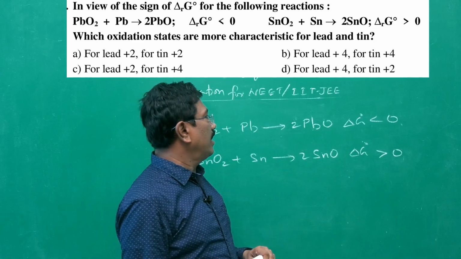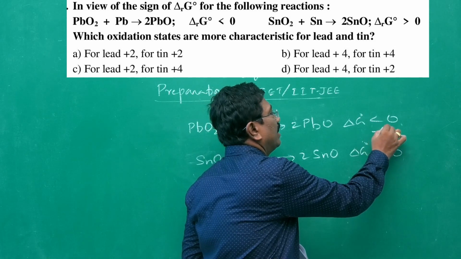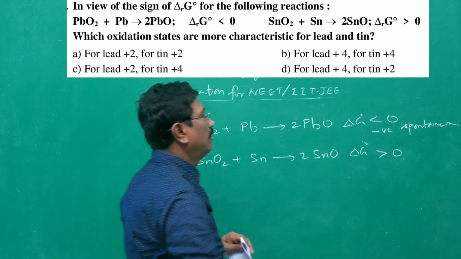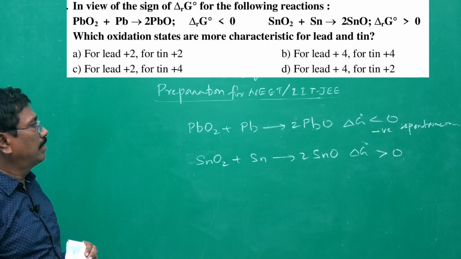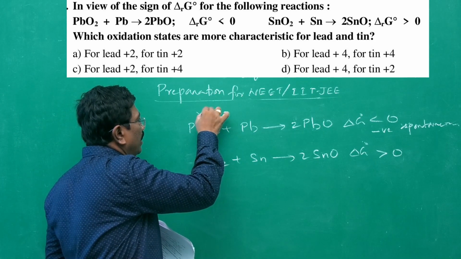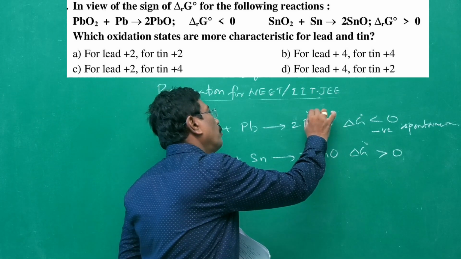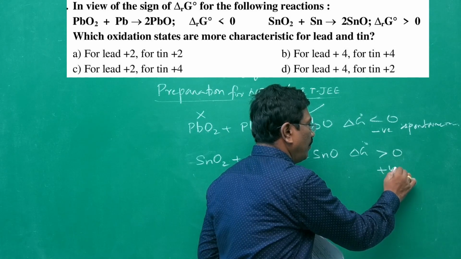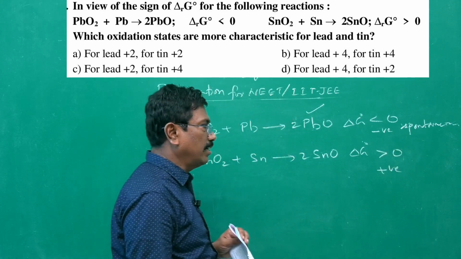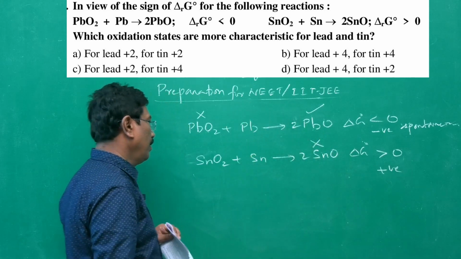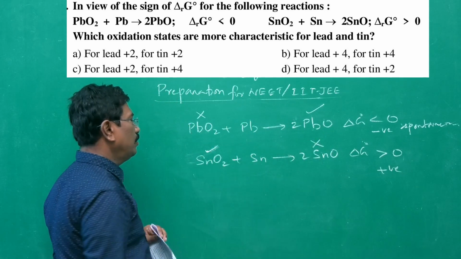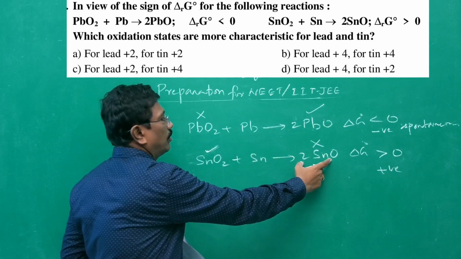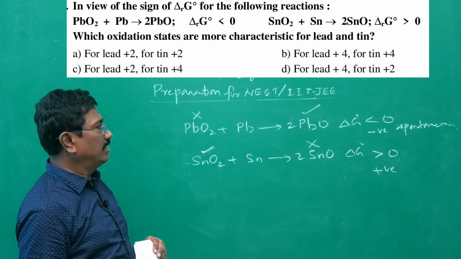Delta G naught less than 0 indicates that delta G naught is negative and the reaction is spontaneous. When free energy change is negative, the reaction is spontaneous. So instead of lead existing as PbO2, it exists as PbO. That is the meaning. In the second case, delta G naught is greater than 0. That means it is positive. If it is positive, it is not spontaneous. It may not proceed. If it does not proceed spontaneously, SnO2 is more stable. So it exists, and this won't exist according to the free energy change value.